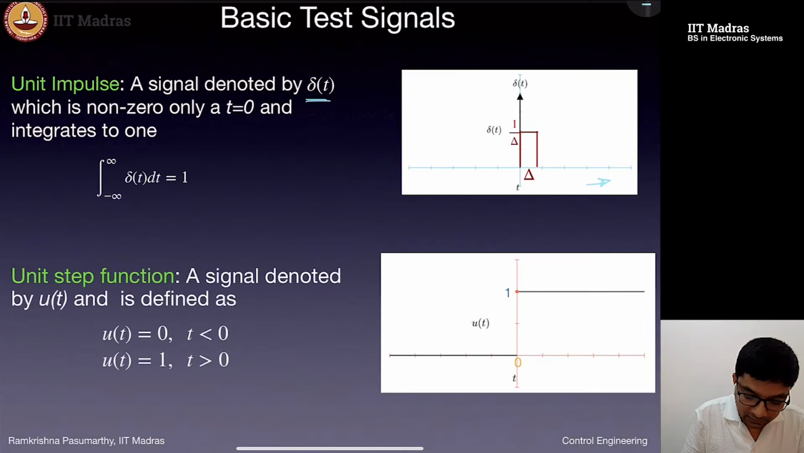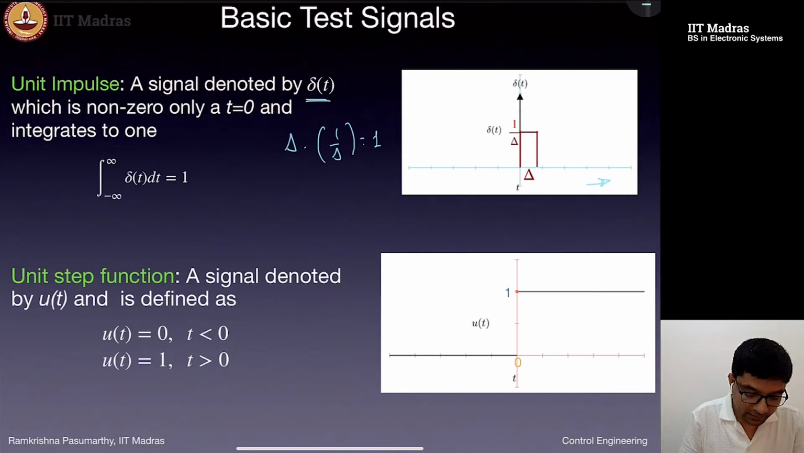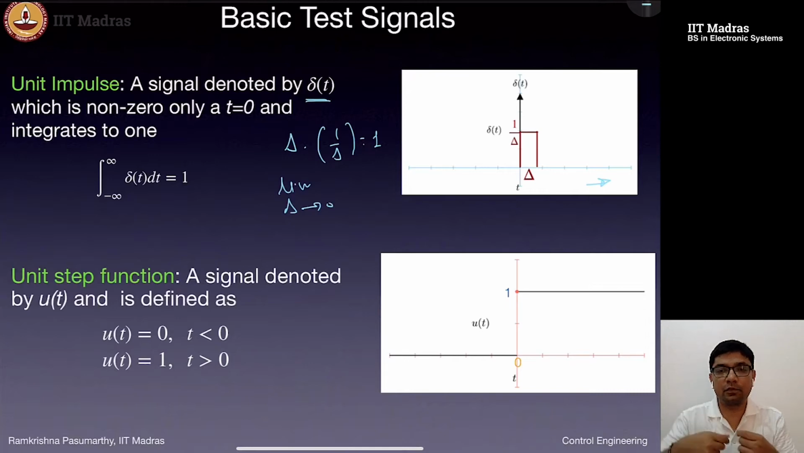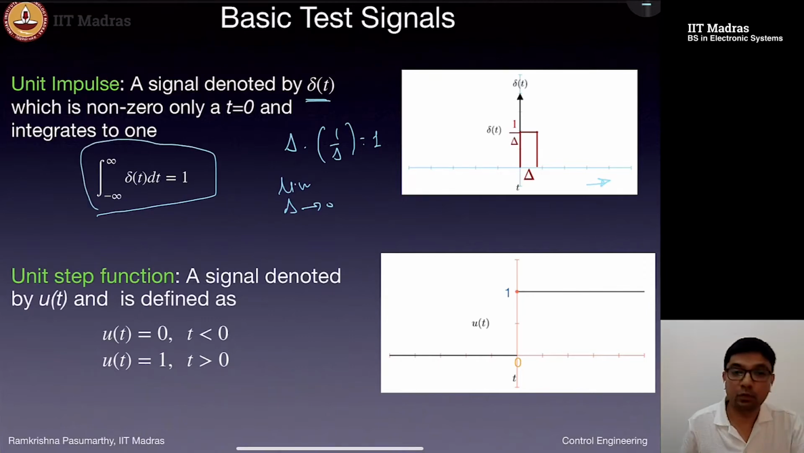I have this rectangle of width delta and height 1 over delta, for which the area equals 1. Okay, and if I just take the limit as delta goes to 0, I will have a signal which has kind of zero width and infinite length, so to speak. But a better way of mathematically writing this is to simply say that this is a signal which has an area equal to 1.